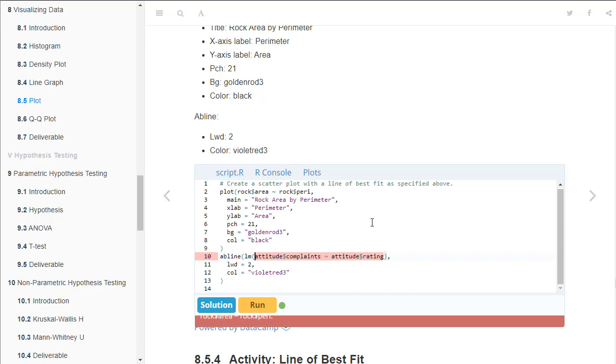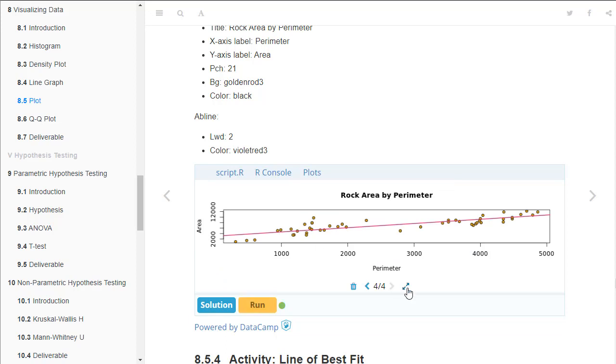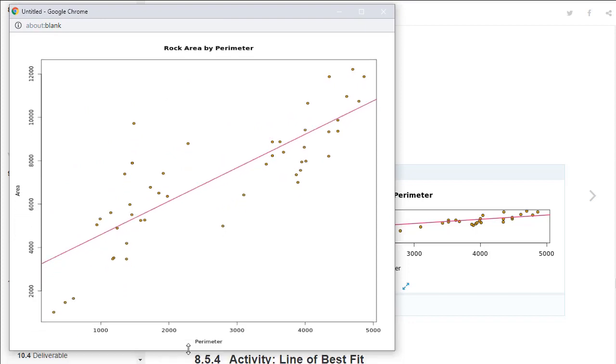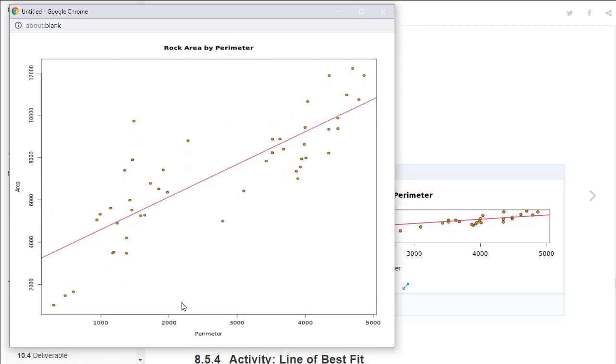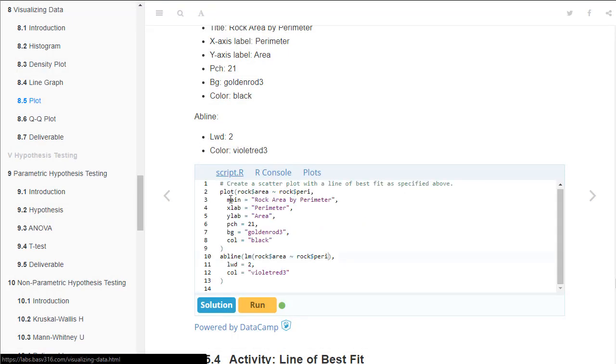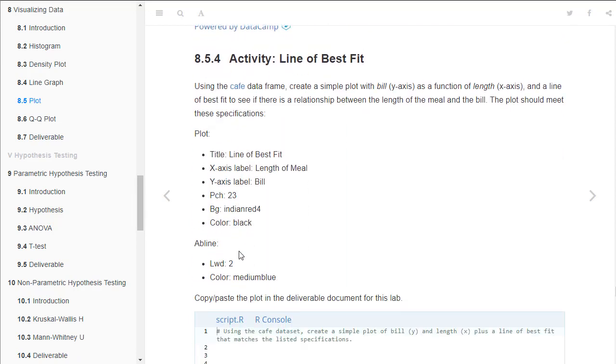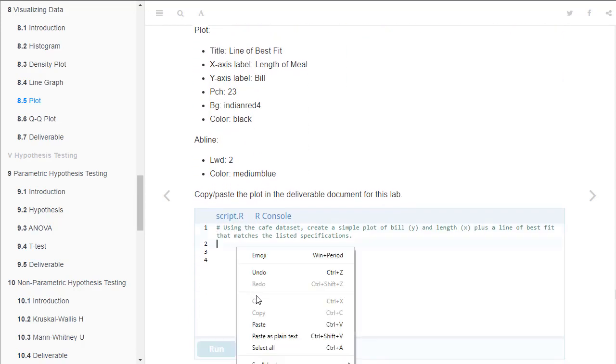Oh, I forgot to put in the right values here. This should be rock dot area and rock dot perimeter. That should look a little better. Now the line of best fit actually looks like it fits. So I do have now a good script. I'm going to copy this and paste it here.